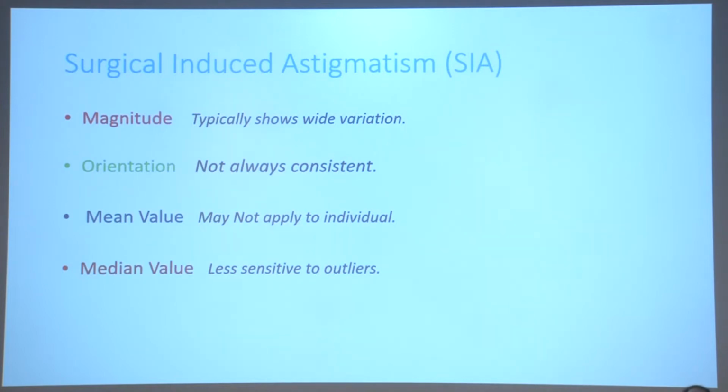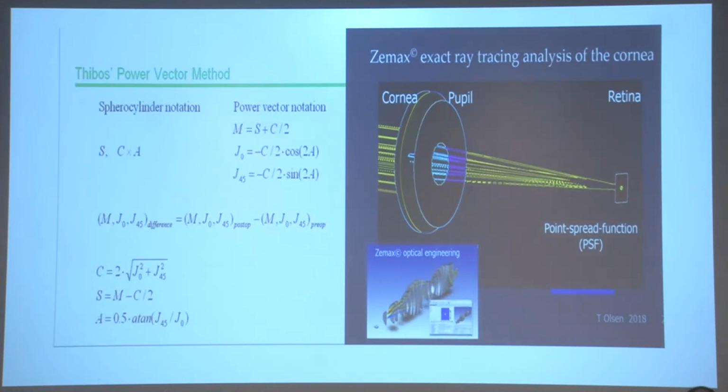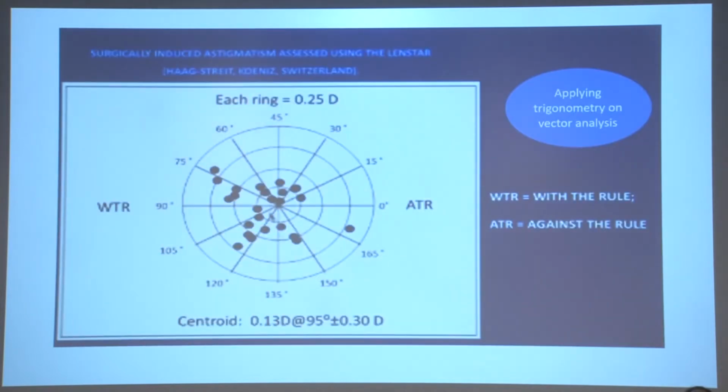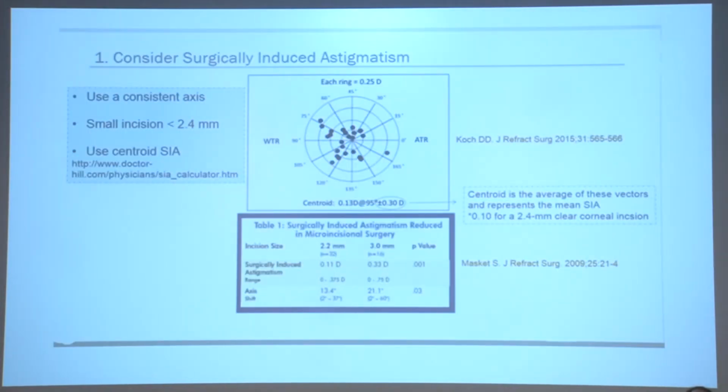So the newer thing which is coming up is the centered value, because of better understanding of the measurements and the theoretical model calculations. Because of this, more and more advancement in the power vector method calculations by supercomputers, and utilizing different ray tracing analysis of the cornea by optical engineering and bioengineering systems, we come to know that rather than putting this in a single angle plot, you can put it in a double angle plot and use the trigonometry application of the vector analysis, and this will give you an average of this vector, represented as a mean SIA value that is known as a centered value.